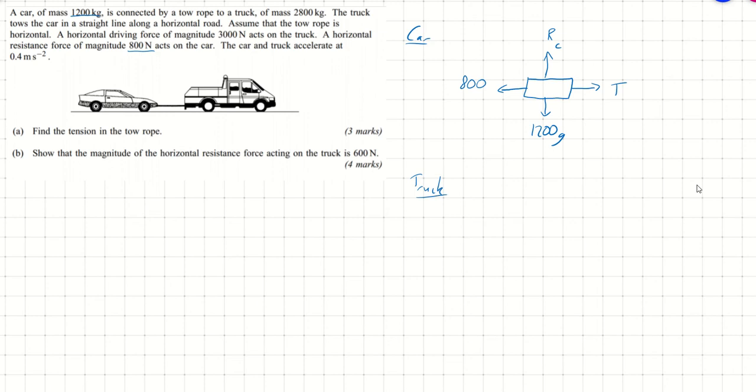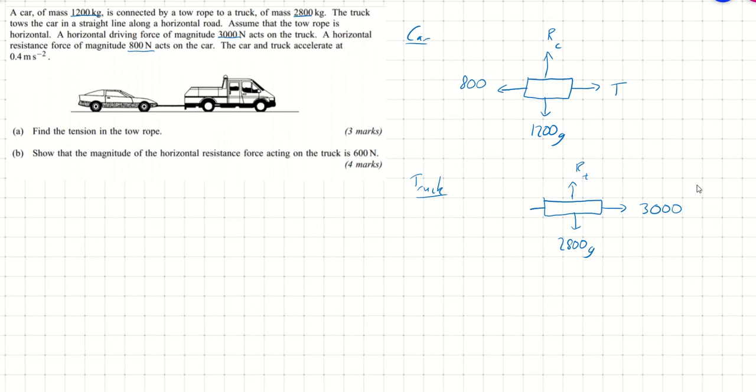Let's do the same thing for the truck. It's very similar. Again, we have an R upwards, we'll call it RT for the truck, and the weight acting downwards. In this case, because the mass of the truck is 2800 kilograms, it's going to be 2800 g acting downwards. Now we've got a horizontal driving force of 3000 newtons, so we've got 3000 newtons pushing the truck to the right.